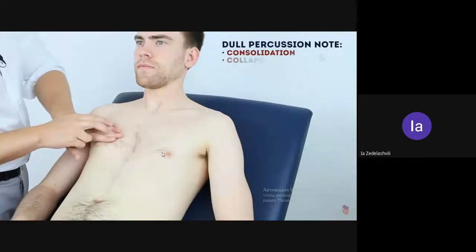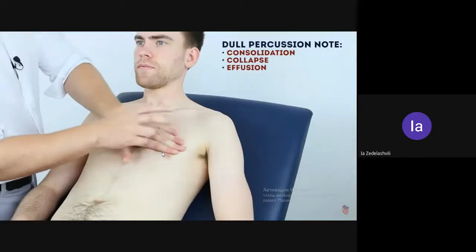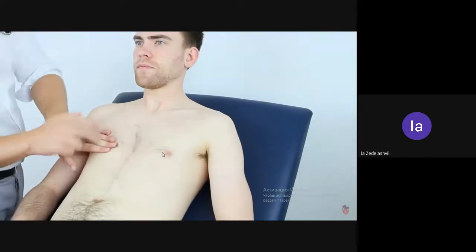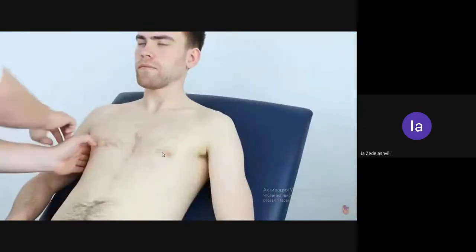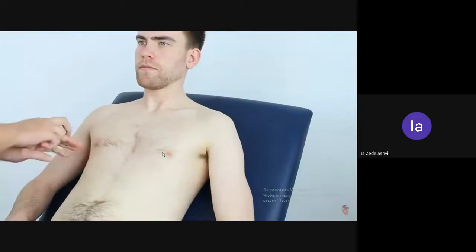Listen to the sound. Compare. Please try to do it at home. Not only on the lungs, you can do it on any subject.